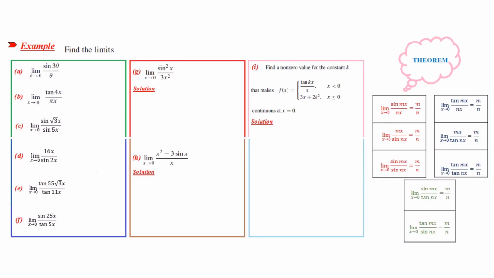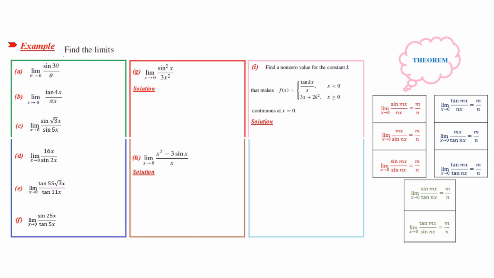In this example, you have to know the main important theorem that will help you to find the limits of any trigonometric ratios. So this is the theorem to the right, and you can see that the limit of sine mx divided by nx equals m over n, okay, and the limit of mx divided by sine nx equals m over n, also for tan and sine over tan and tan over sine. We will start with these direct questions.